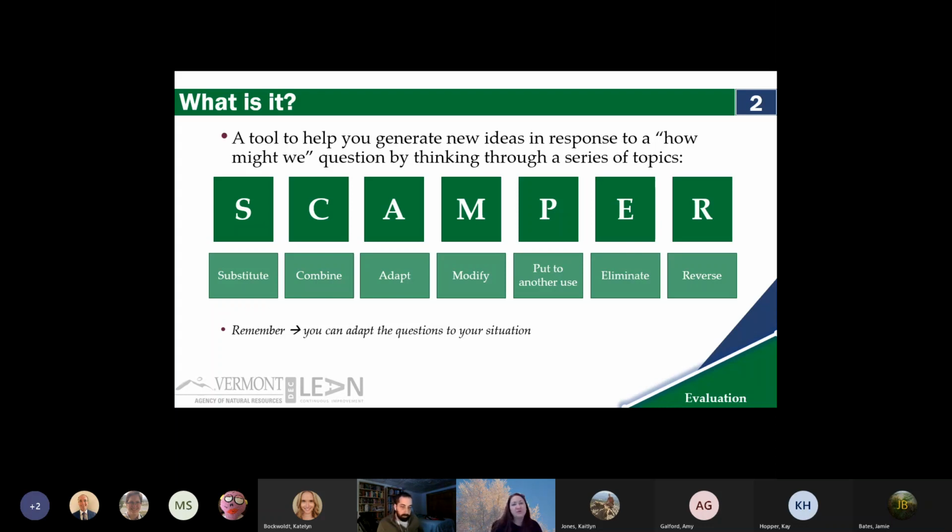When you first start to read about it, it definitely has a sort of manufacturer or product-based lean to it, but you can adapt these questions to your situation. And I'm going to go through an example a little bit later, and we were able to do that pretty successfully. It takes a little bit of creative thinking, but it does work.